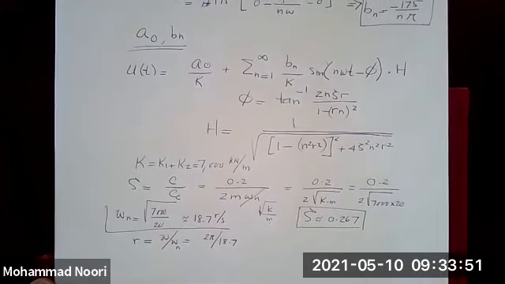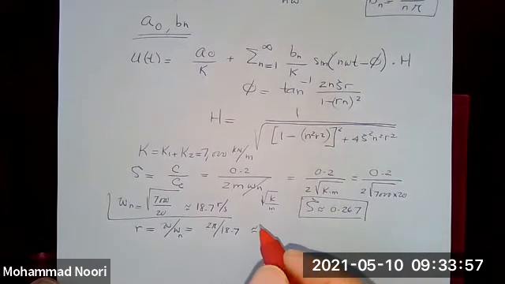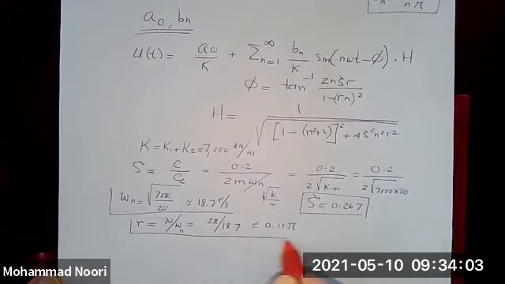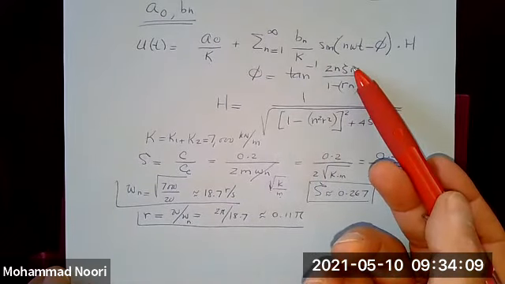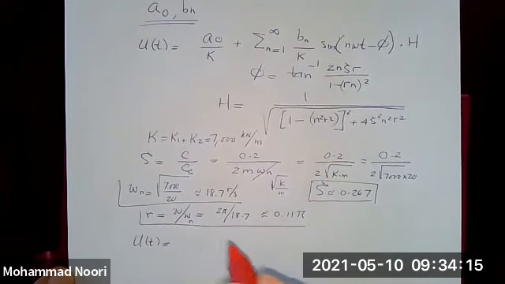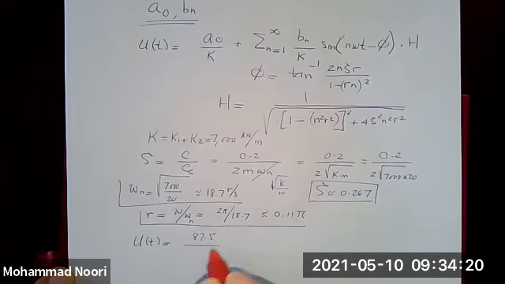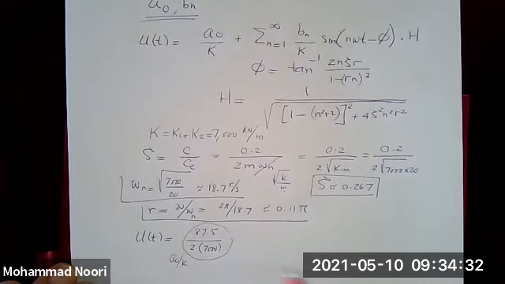So this is omega over omega n. That would be roughly 0.11 pi. So that's R. So I would substitute all these values into that equation, and U of t would be 87.5 divided by 2 divided by k. 87.5 over 2 was a sub 0. So this is a0 over k.